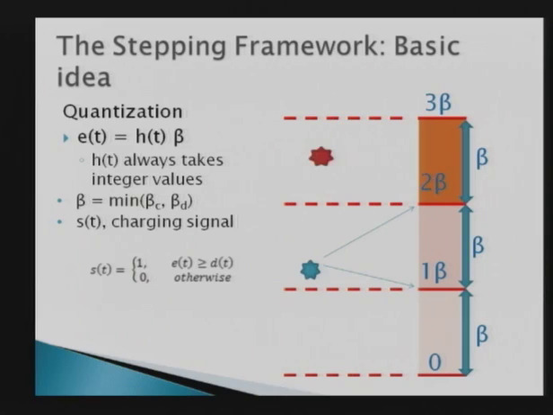Because of the mechanism here, we have another point. The only two possible output values of this input are 2 beta or 3 beta. Because of our mechanism, all we need to decide is whether we need to charge or discharge the battery. So we set a charging signal here, ST. That means that this algorithm is actually controlled just by this signal.